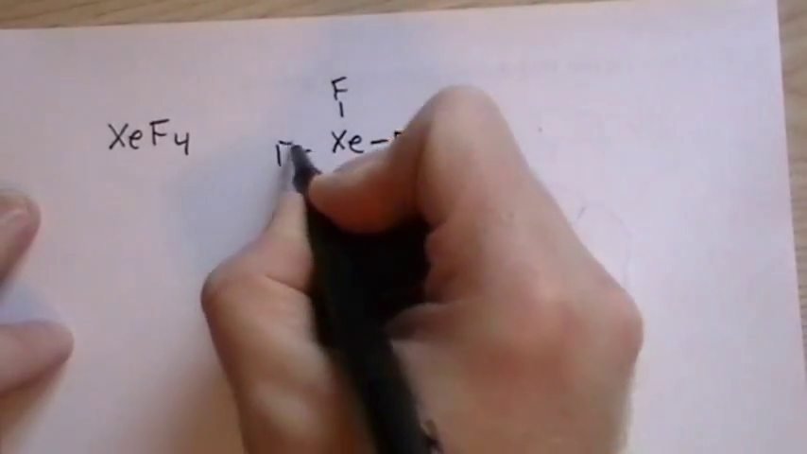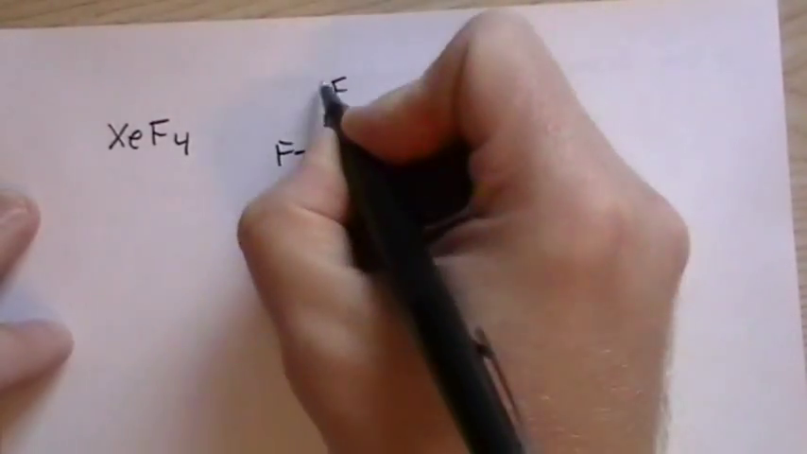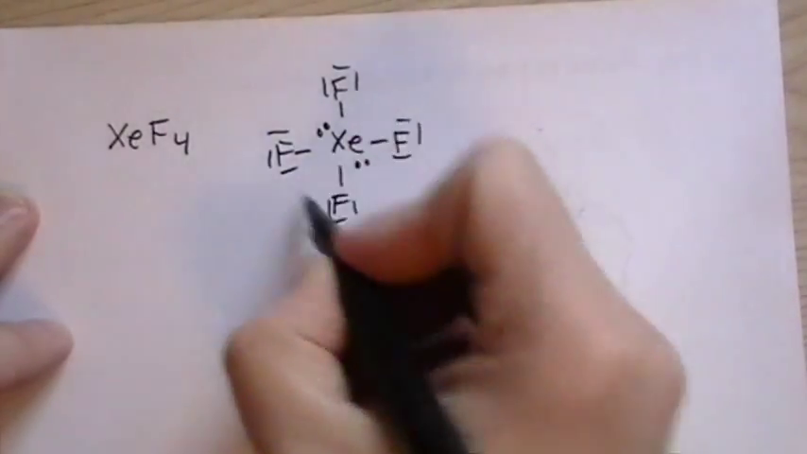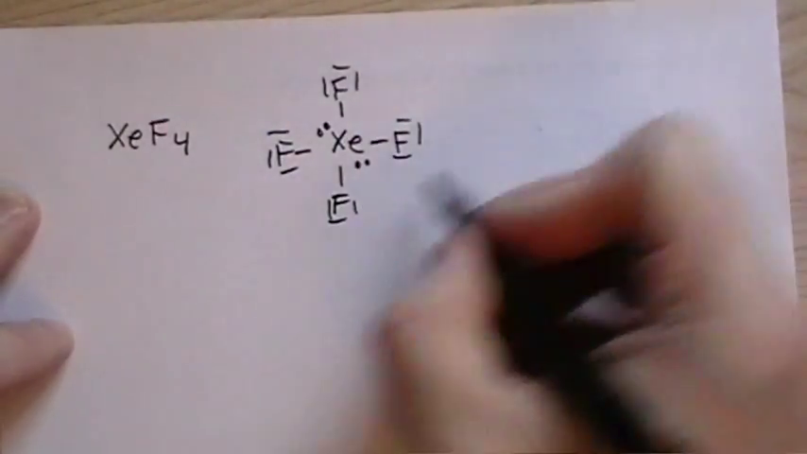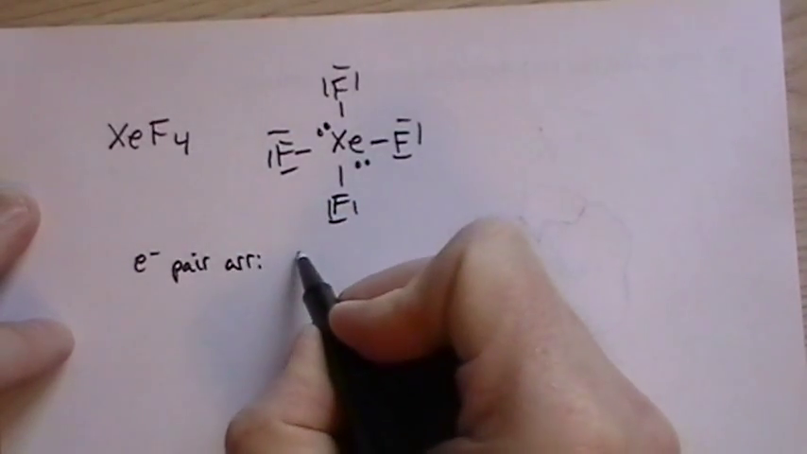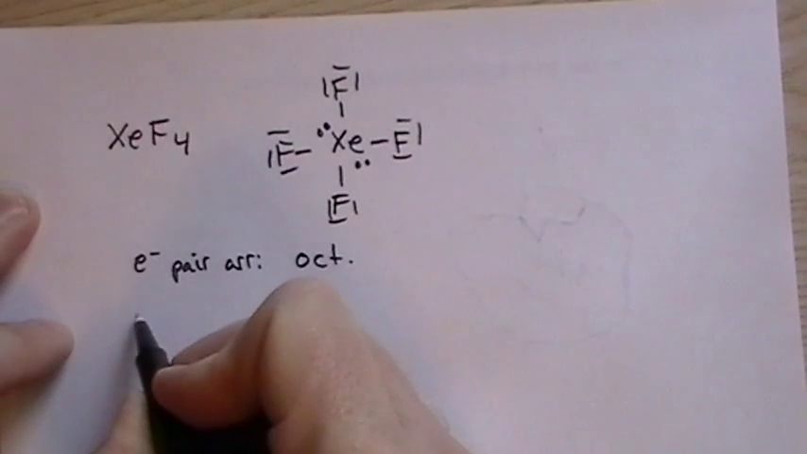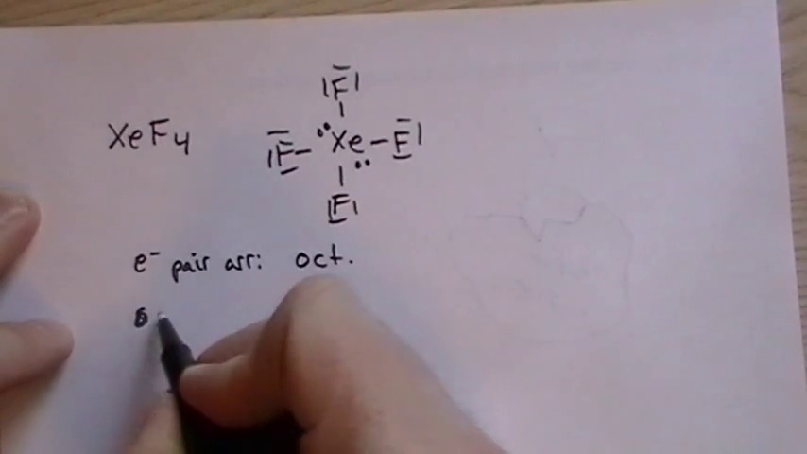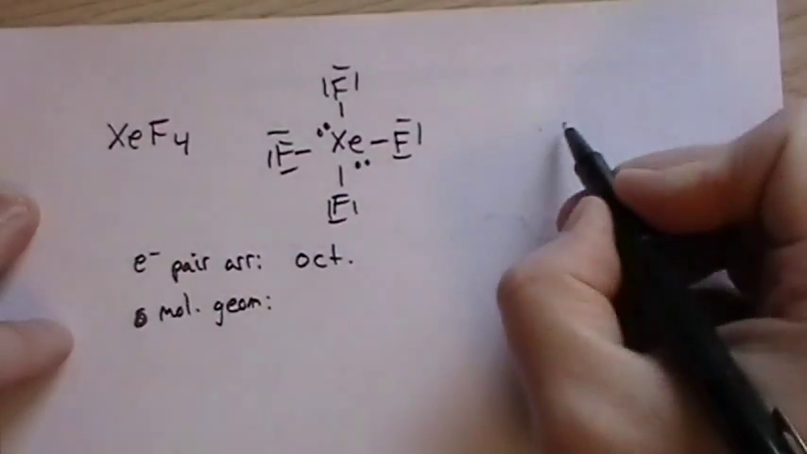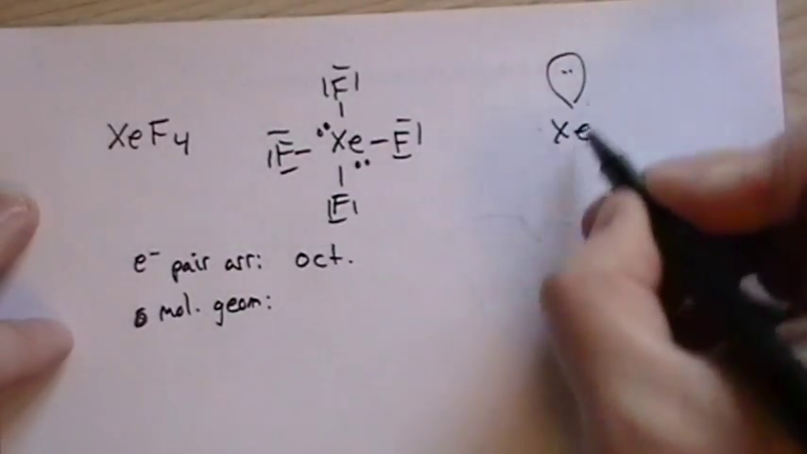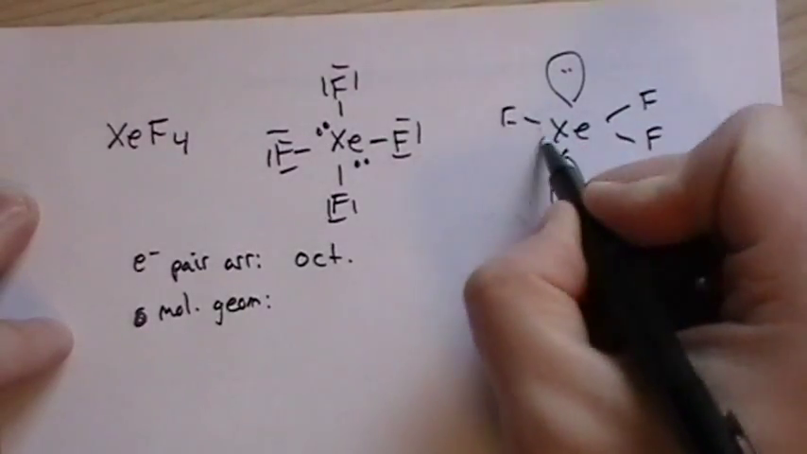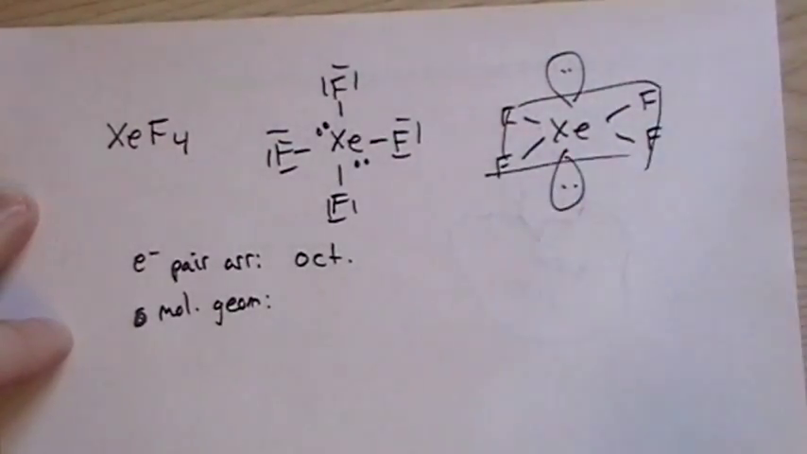The Lewis structure is this. We see we have 6 electron pairs around the central atom, so the electron pair arrangement is octahedral, but the shape, or the molecular geometry, is we have a xenon, a lone pair, fluorine, fluorine, fluorine, and fluorine, so they're in a plane.